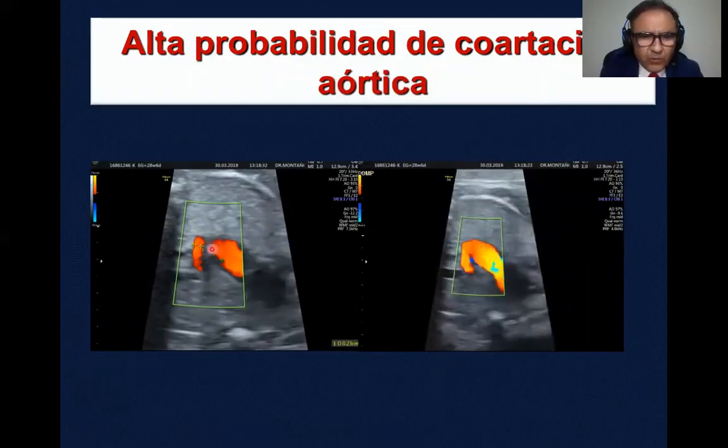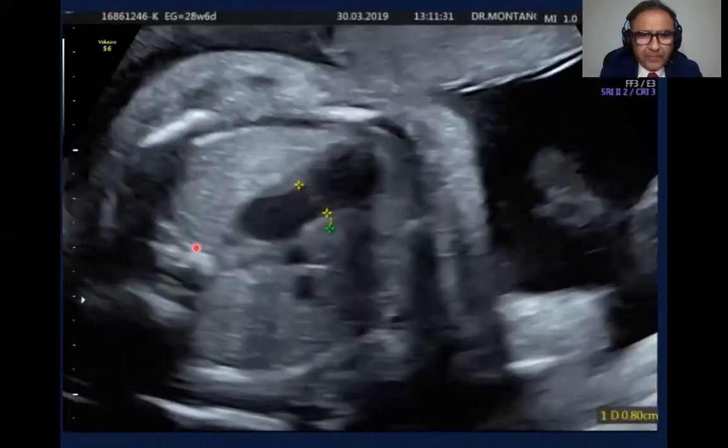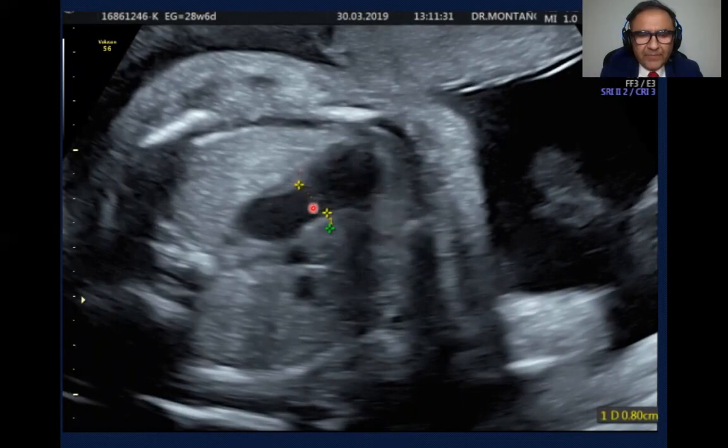Here, in the three-vessel view, we see the pulmonary trunk is very dilated, and please note that the size of the aorta is very similar to the vena cava, which is essentially suspicious for aortic coarctation, and that patient did have aortic coarctation.